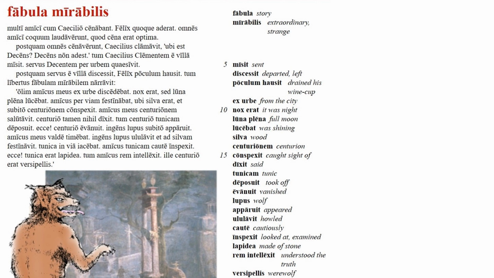Right, straight into it then. We see in the first sentence an example of an imperfect tense verb, -bant, cenabant, to dine.